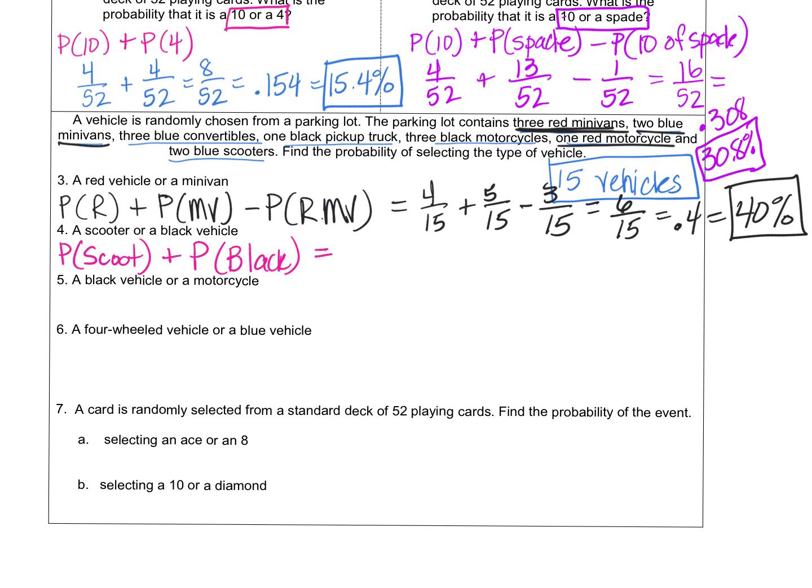So how many scooters are we? We got 2 scooters plus black vehicles: 1 black truck, 3 black motorcycles. So that would be 4. And 6 out of 15 is 0.4. Again, we have 40%. So you have the same chance of choosing a scooter or a black vehicle as you do a red vehicle or a minivan.